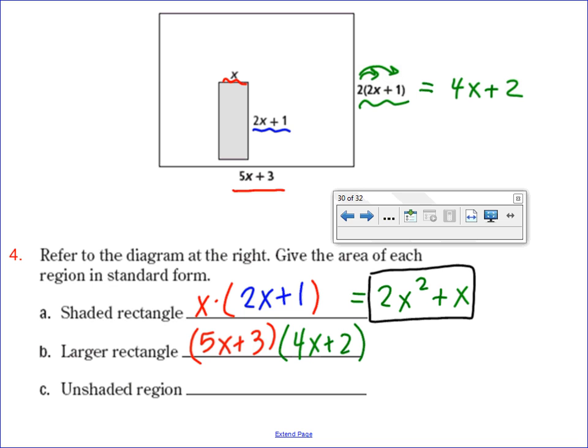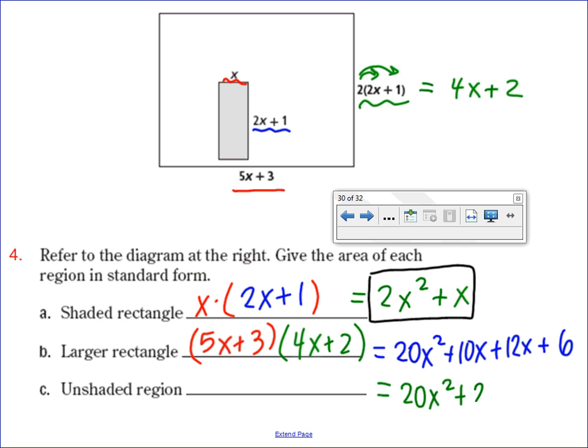Is that in standard form? No, we've got to do some work there. So let's go ahead and do 5x times 4x, 20x squared. Plus 5x times 2 is plus 10x. Plus 3 times 4x is plus 12x. And chilling on the back side, my last is 3 times 2, which is plus 6. One more rewrite, guys, and we'll be in standard form for letter B. So it looks like 20x squared plus 22x plus 6.